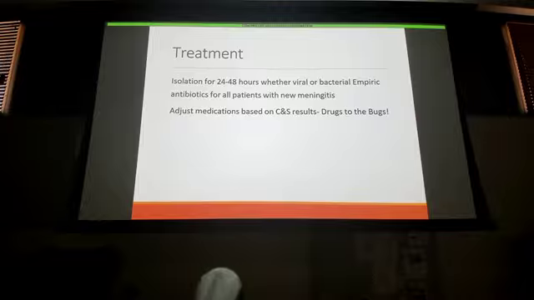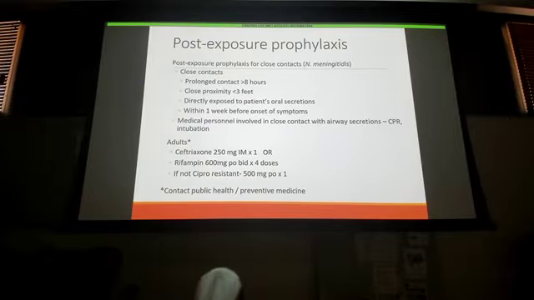That's okay. Antibiotics for all patients with meningitis, and then of course we would adjust them when we got a culture back if we needed to adjust them. There is some post-exposure prophylaxis that is reasonable, so if you have somebody who was in close contact with somebody with meningitis, treating them as well is not a bad idea.